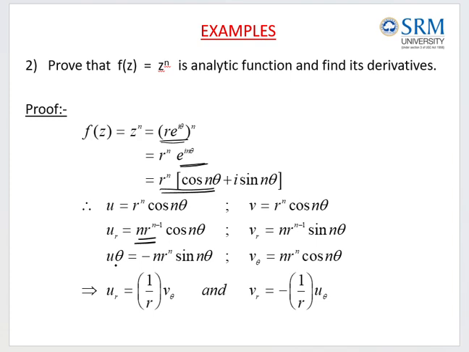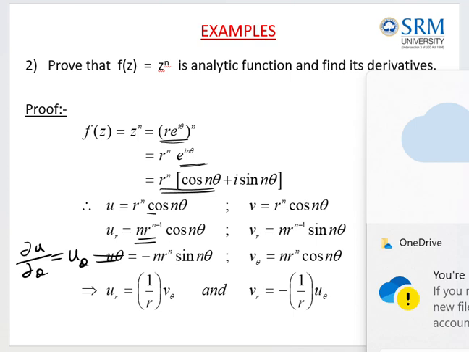Then we need to differentiate u partially with respect to theta, that is u theta, and that is equal to n, and this r^n I need to retain as it is. If I differentiate cos n theta, I will get minus sin n theta into n. So that is written here: minus n sin n theta, retaining r^n as it is.